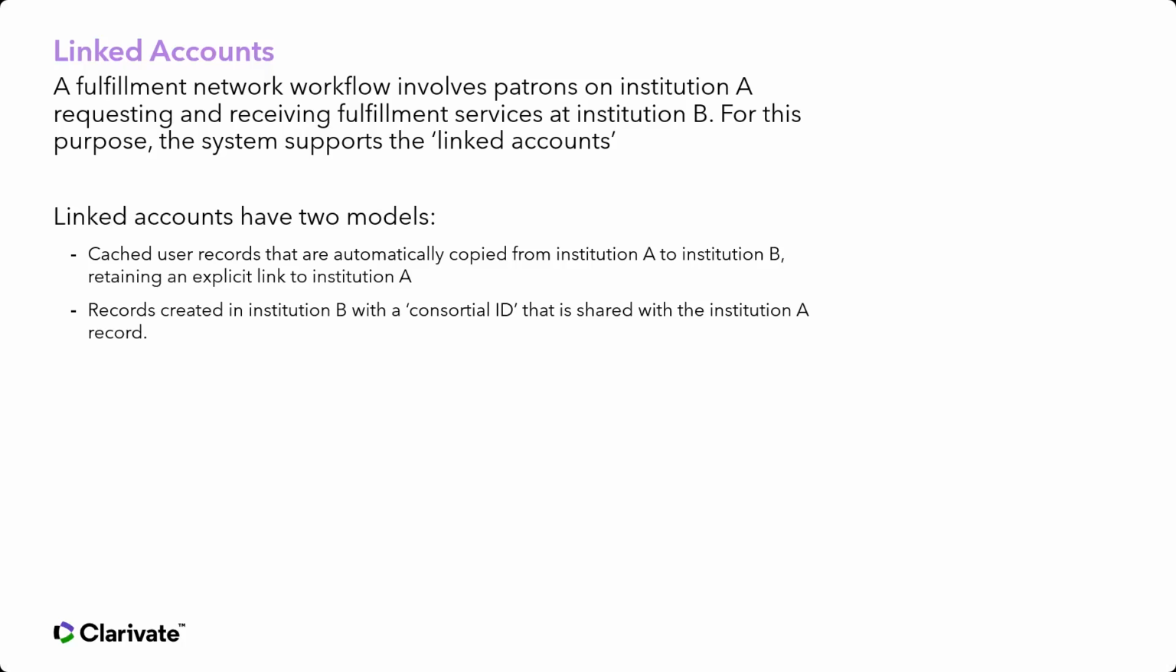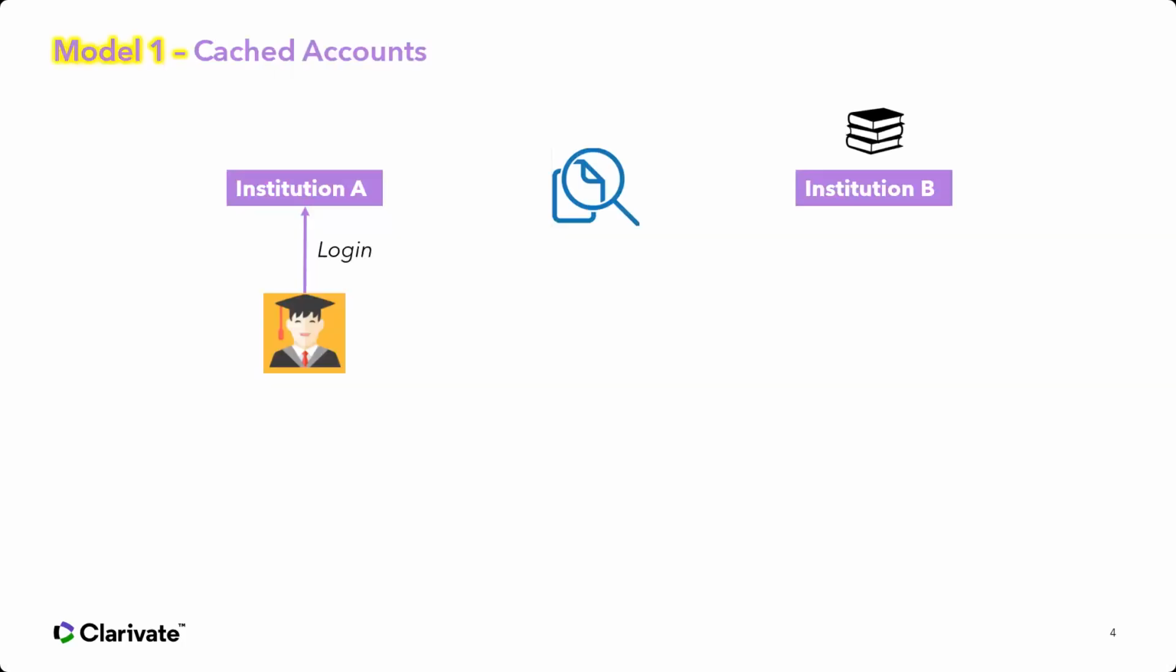All of them have in common that they serve this scenario where a patron that is registered at a specific institution, let's call it institution A, would like to receive services from institution B where the patron account does not exist. So let's talk about these models, and we'll start with the one that I've just called absolutely randomly model 1.